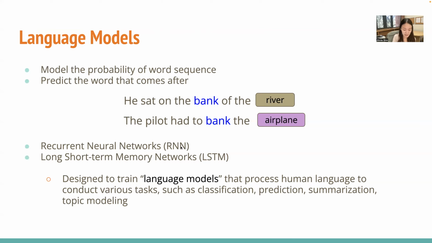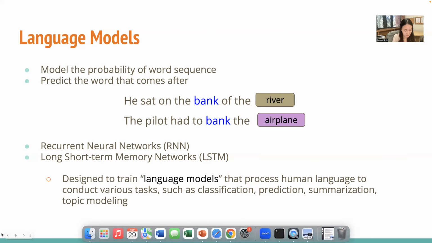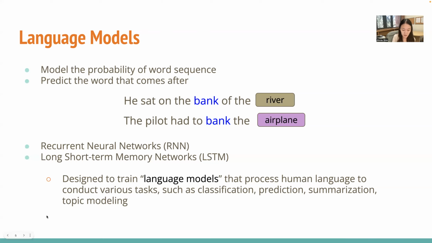Both RNNs and LSTMs are designed to train language models, which process human language for various different tasks. These tasks could involve various different things, such as text classification, prediction of text quality, summarization of text, and even topic modeling. Their ability to understand and generate human language has made them fundamental in the advancement of many NLP tasks.